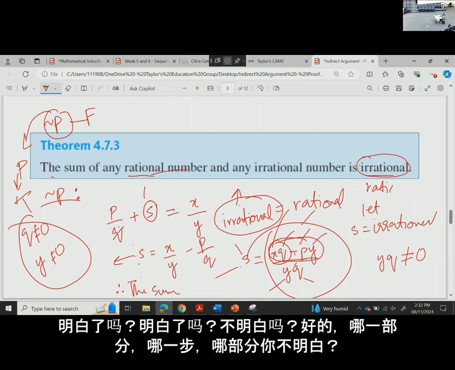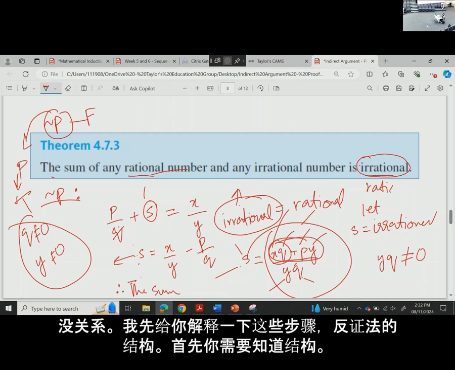No. Okay, what part, what step, what part don't you understand? The whole... oh. It's okay. Let me explain to you first the steps, the structure of the proof by contradiction. First, you need to know the structure.